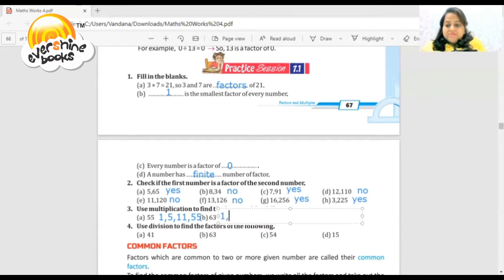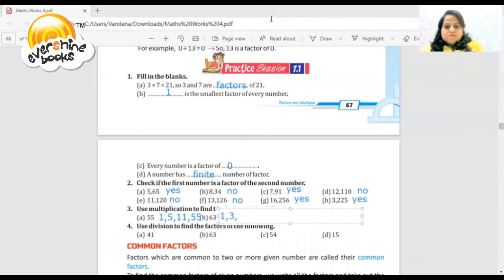Now 63. So write here 1. 1 is a factor of every number. So write here 3, as 63 is divisible by 3. Okay. Now write your numbers here. You will write the factors of 63, or you can use multiplication to find the answer in your notebook. So just take out your notebook and practice these sums.